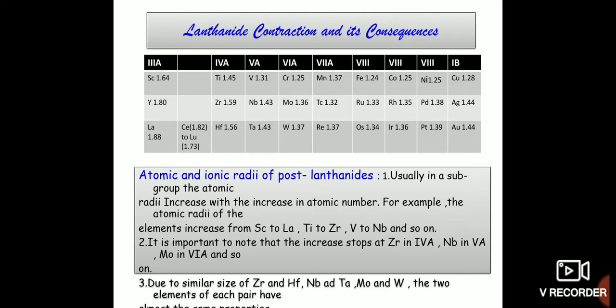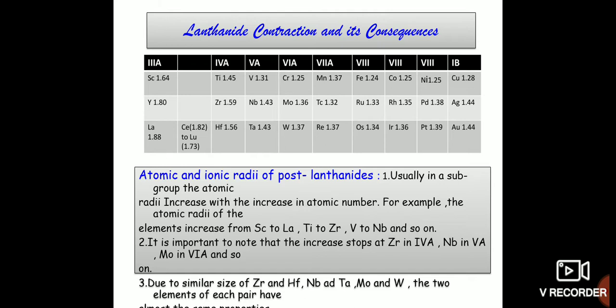But when we come to the post lanthanide elements, we can see a very minute difference in the increase from the 4d series to the 5d series of d block elements. The atomic sizes seem almost similar. From titanium to zirconium, we can see a little increase, 1.45 to 1.59. But coming to zirconium and hafnium, that is not the case. It is very similar, 1.59 to 1.56. When we come to niobium and tantalum, it's almost the same, 1.43 and 1.43.